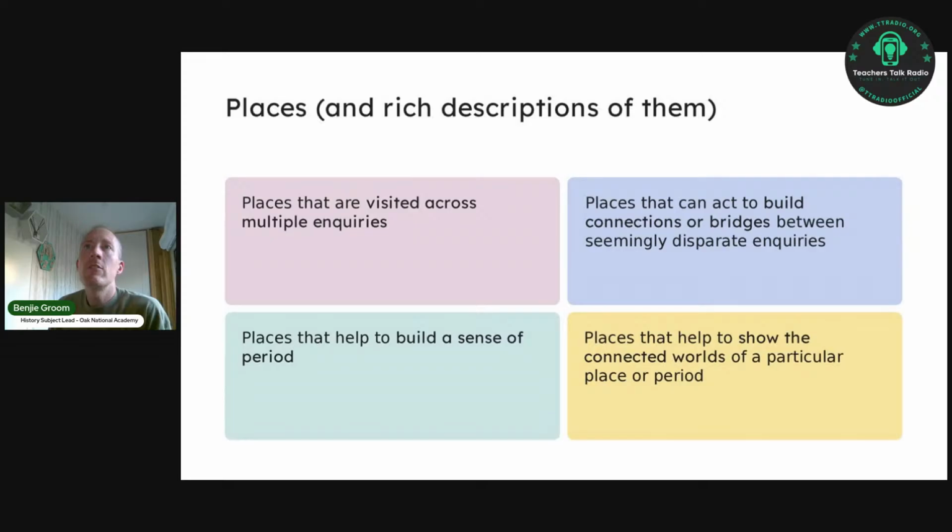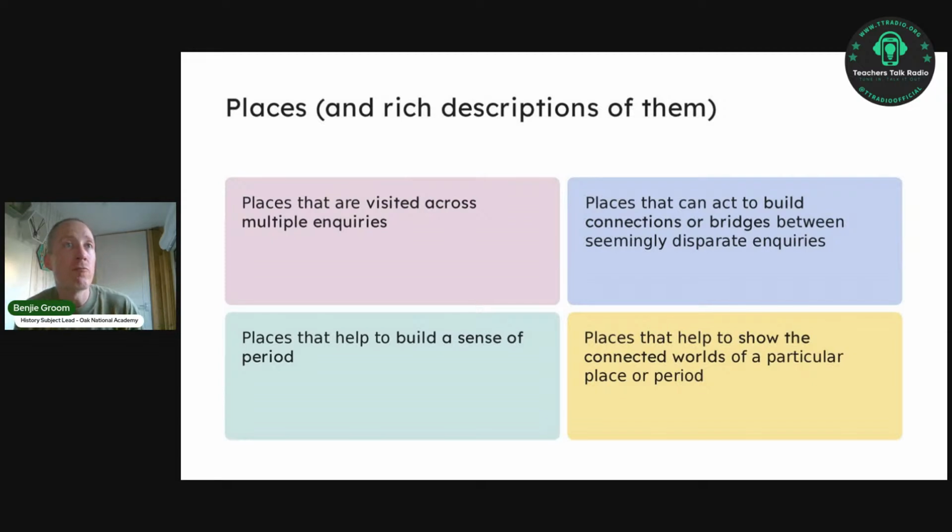Using places that can build bridges or connections. You might have inquiries that seem disparate or separated, or very jarring, the difference between them. Maybe a place can be positioned as a story to link inquiries, just for a lesson, or having a shared place that can be referred to in two inquiries can help with that sense of connection, help with that sense of the big story for pupils.